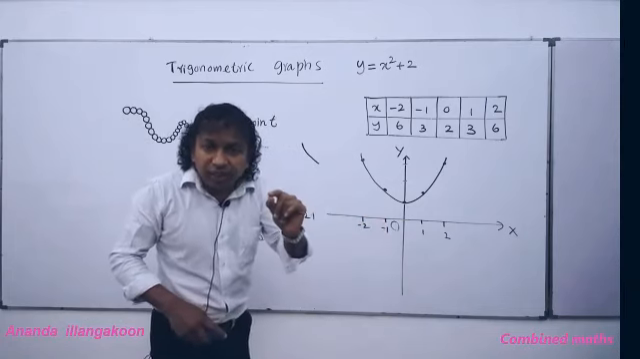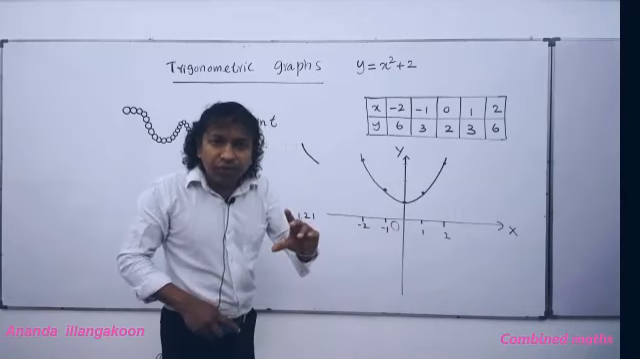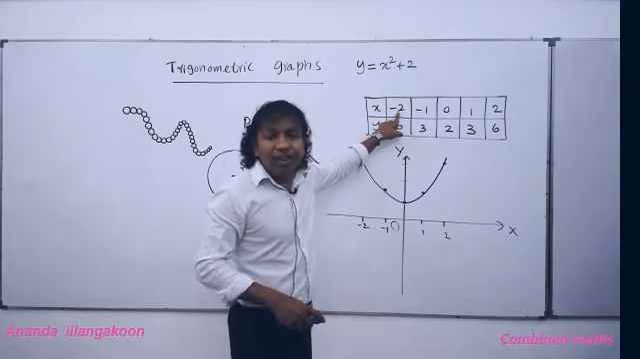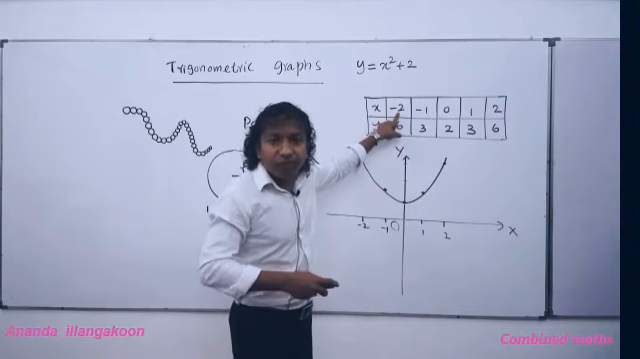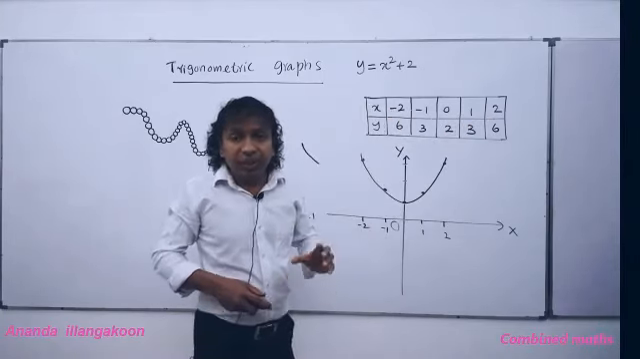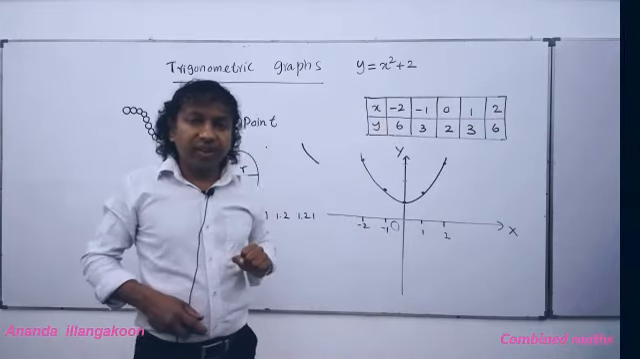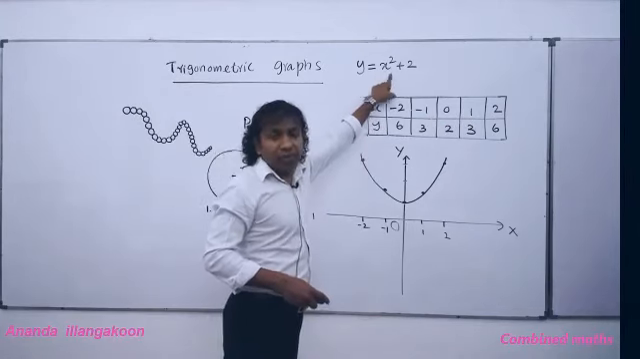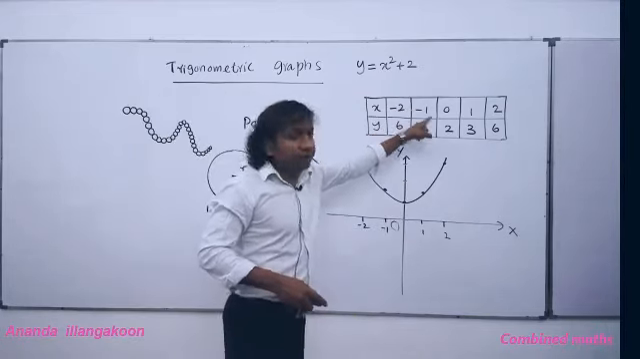For every real number between -2 and -1 we need to find the y value. Then in this table we have to put how many x values if we need to draw the complete, accurate graph? We have to put infinitely many x values. That means in this table there should be infinitely many x values, and for every x value we have to find the y value.